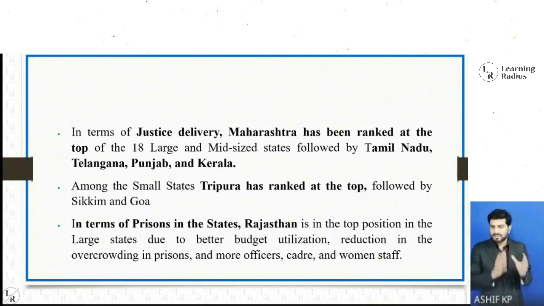So, in terms of justice delivery, Maharashtra has been ranked at the top of the 18 large and mid-sized states, followed by Tamil Nadu, Telangana, Punjab, and Kerala. So, it is Maharashtra, Tamil Nadu, Telangana, Punjab, and Kerala. Among the small states, Tripura has ranked at the top, followed by Sikkim and Goa. In terms of prisons in the states, Rajasthan is in top position in the last state due to better budget utilization, reduction in the overcrowding in prisons, and more officers, cadre, and women staff.